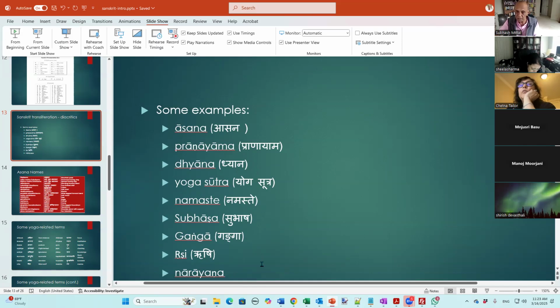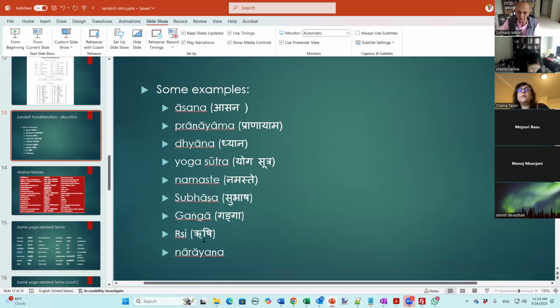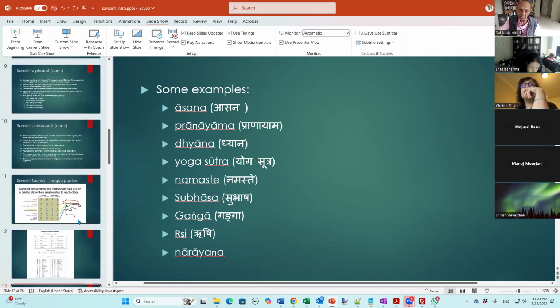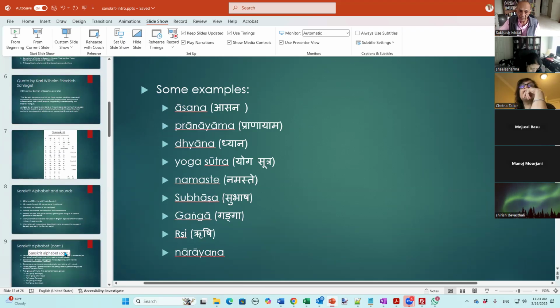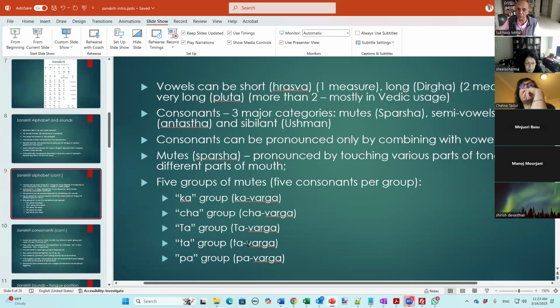Same thing with these sounds like Ganga. And then Rishi, how do you put these symbols? For example, there is a dot under the R and a dot under the I. Same thing, Narayana. So these are some of the ways you can learn how to pronounce these. All right. Now, let's move on to this slide.